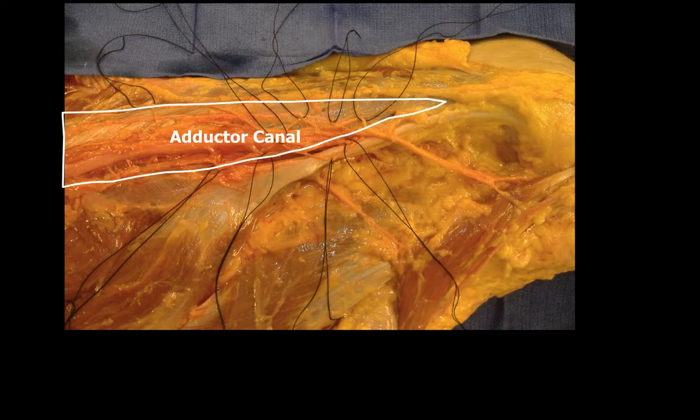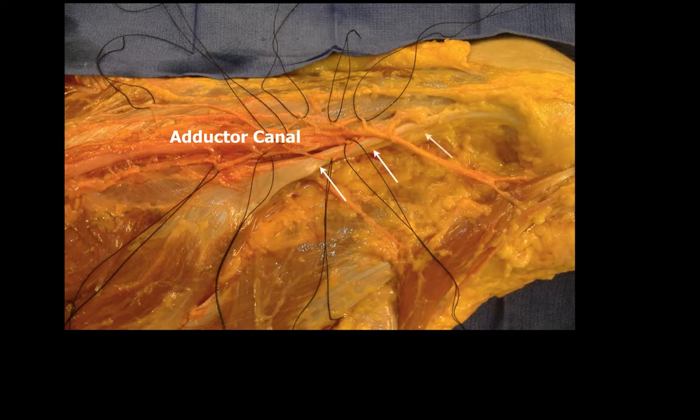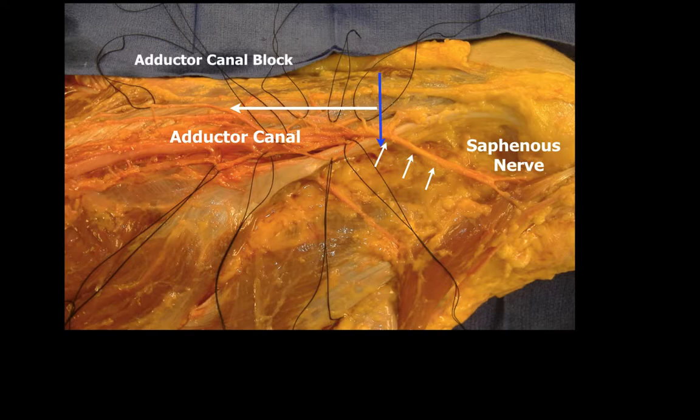The point where the saphenous nerve passes over the adductor tendon actually defines a transition point between the true adductor canal and simply the tissue plane between the vastus medialis and sartorius muscles. Blocking the nerve proximal to the insertion of the adductor tendon is a true adductor canal block, whereas injection distal to this point is simply an injection of the saphenous nerve in the tissue plane between the vastus medialis and sartorius muscles.